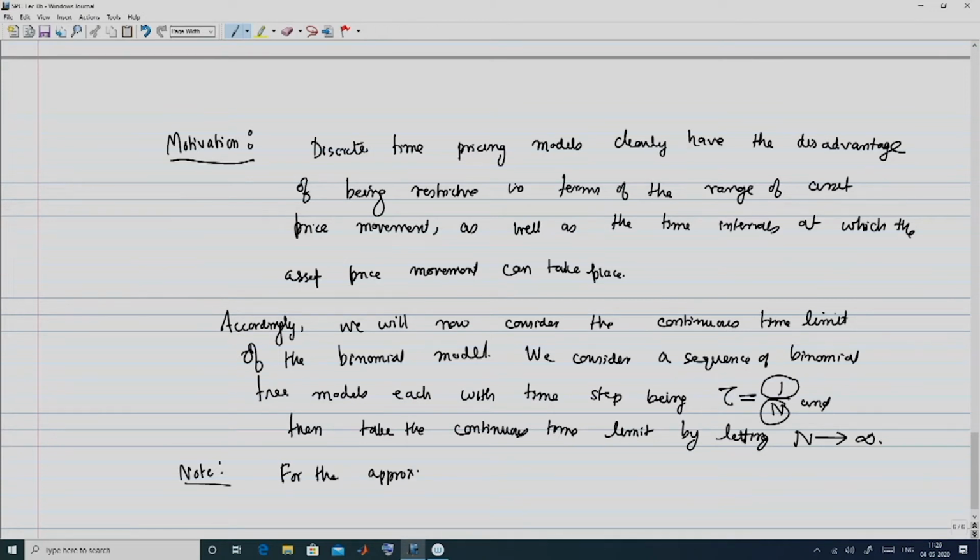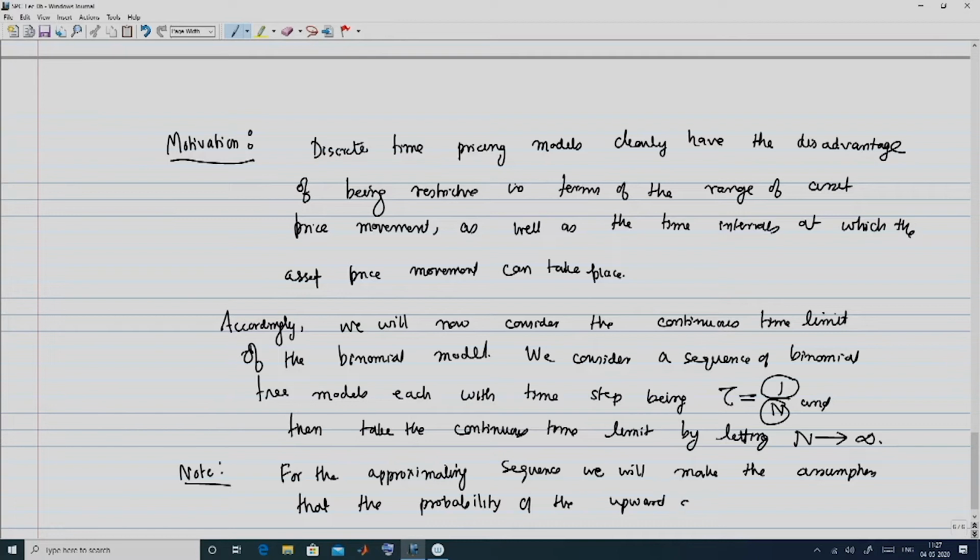So, for the approximating sequence, we will make the assumption that the probabilities of the upward and the downward movement of the asset price are equal to half each. That means, we take p is equal to half and 1 minus p equal to half.